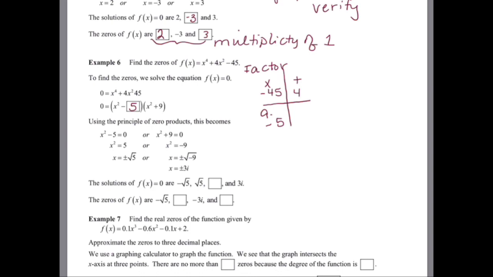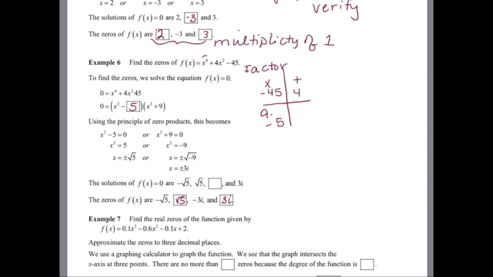When I look at x squared plus 9 equals 0, x squared is equal to negative 9. Taking the square root of both sides, I'll have plus or minus 3i. Imaginary values. So my 4 solutions are negative square root 5, square root 5, negative 3i, and 3i.